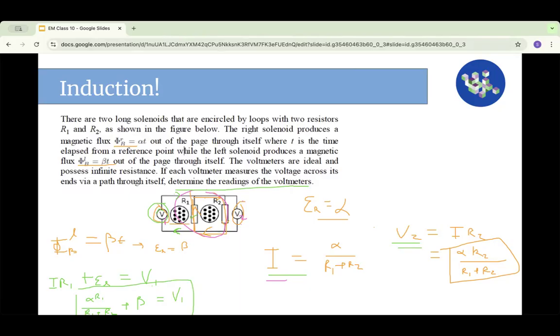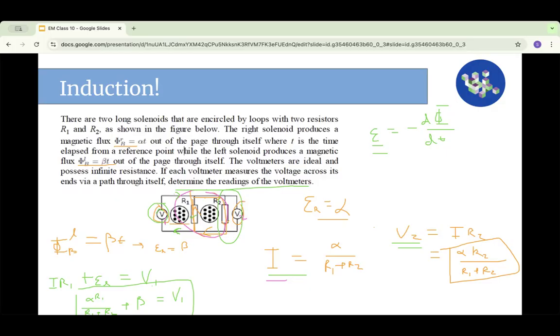So basically the overall idea is just remember your Faraday's law, right? So remember epsilon equals negative d flux over dt, right? And then just remember it opposes the change in flux. And also when you're writing your Kirchhoff's loop rule, you have to take into account the EMF that's induced. So for example, on the loop on the right, there's no EMF induced in that loop, right? There's no solenoid going through that loop.